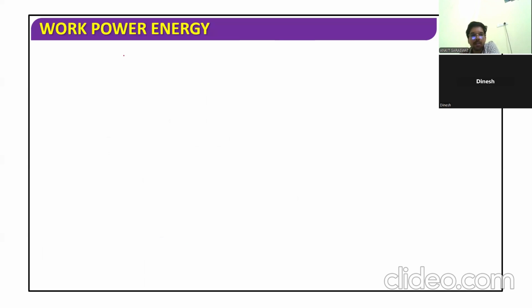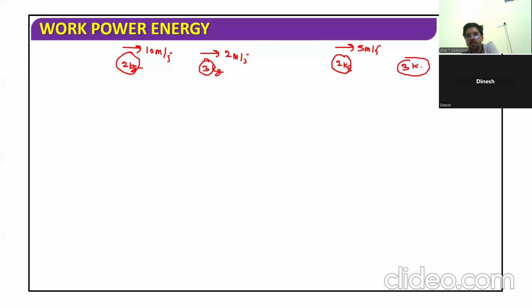You just tell me, if I ask: one body of 2 kg is moving with 10 meter per second, and the other, of mass 3 kg, is moving with 2 meter per second. After collision, the 2 kg is moving with 5 meter per second, and the 3 kg is moving with 12 meter per second.